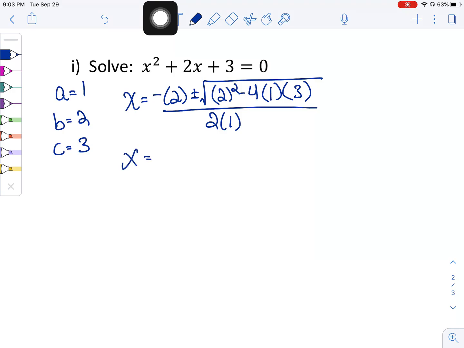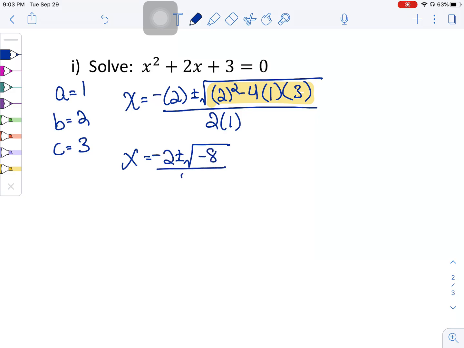All right, so x is equal to negative 2 plus or minus. I am going to take this whole thing and whip it into my calculator and see what I get. So if I do, let's see, 2 squared minus 4 times 1 times 3, I'm going to get negative 8.